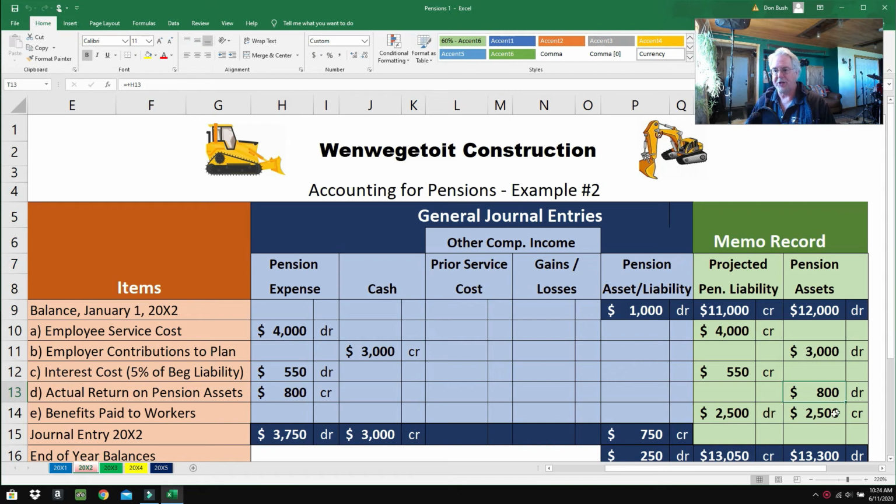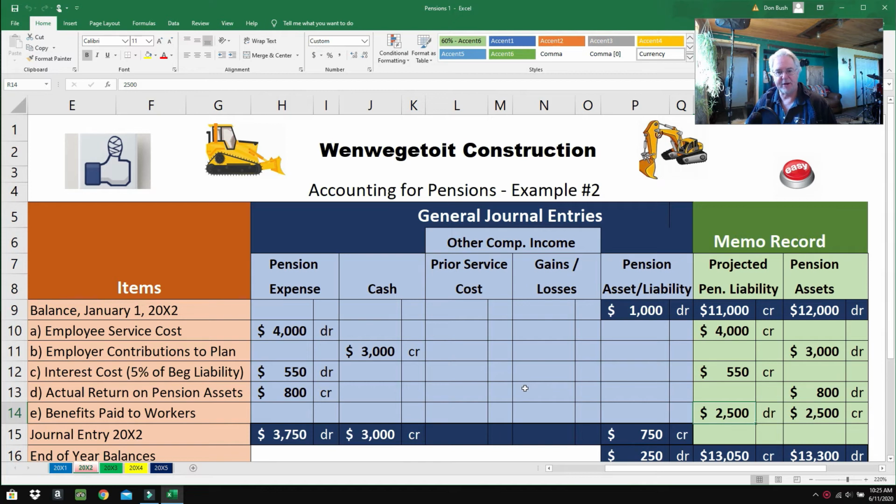So it's all taking place over here on the right-hand side. So pension assets were used up to pay our workers. And so we're crediting pension assets for $2,500. And we're debiting the projected pension liability for $2,500 because the liability is being decreased. The company is fulfilling its obligation by paying these pension benefits. So those were all the transactions that happened during the year.